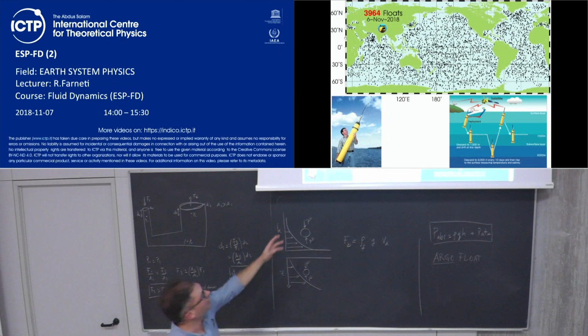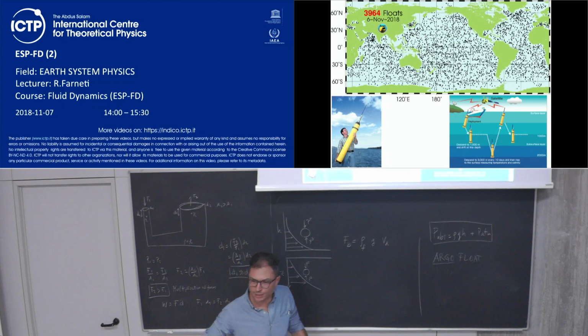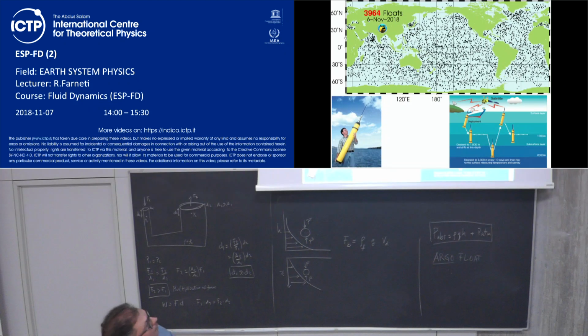Hopefully, this guy recovers the Argo float before the battery dies. So there's obviously a GPS, right? That's why we get the dots. So you know exactly where your Argo float is, and you can go and recover your float whenever you want. If you don't recover the float before the battery dies, then you lose it.